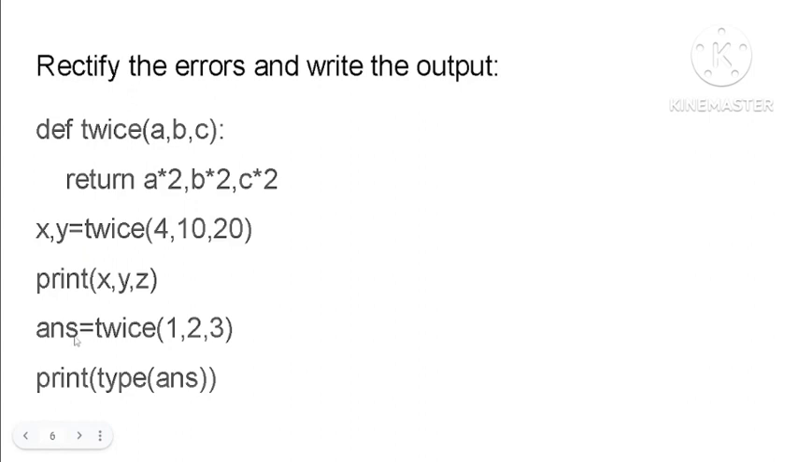The next one, answer is equal to twice of 1 comma 2 comma 3. What will happen here? A into 2, B into 2, C into 2. 3 values will be passed to answer. So what data type will answer be? It will be a tuple. That's why I'm trying to print type of answer. Let us check what the output is. Before that, we'll first print this and try to find out if the error which we found is right.